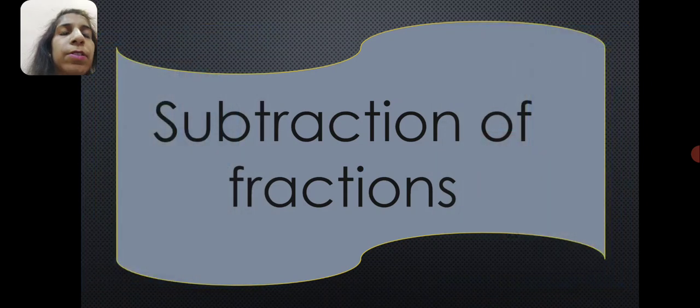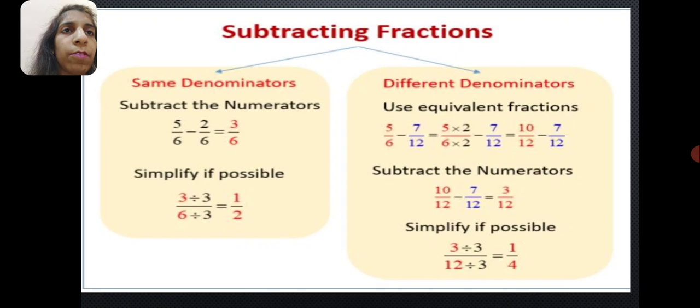Next operation on fractions is subtraction of fractions. So let's solve this further. What is subtraction of fractions? Suppose we have the same denominator, then we subtract only the numerator part. The next example is 5 by 6 minus 2 by 6, which equals 5 minus 2. Only the numerator part will be 5 minus 2 and the denominator will remain unchanged, which equals 3 by 6.